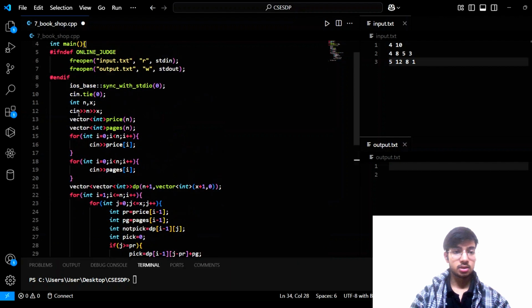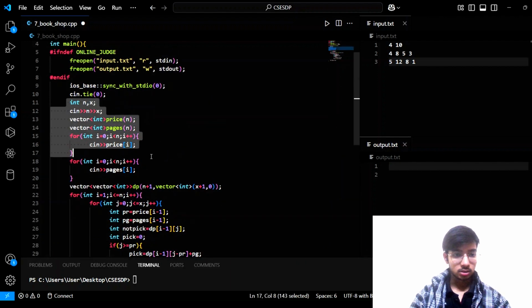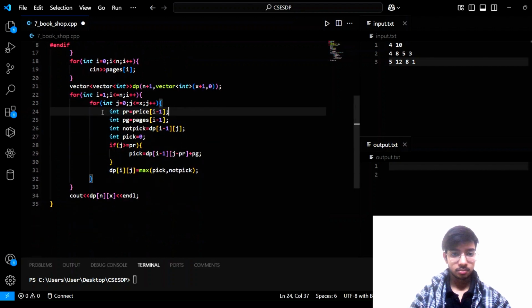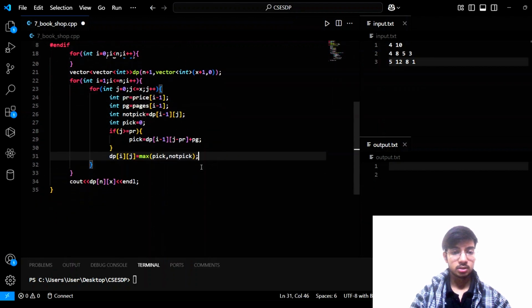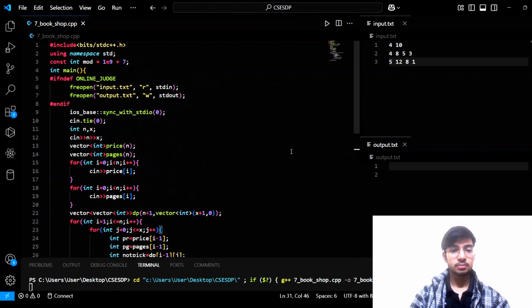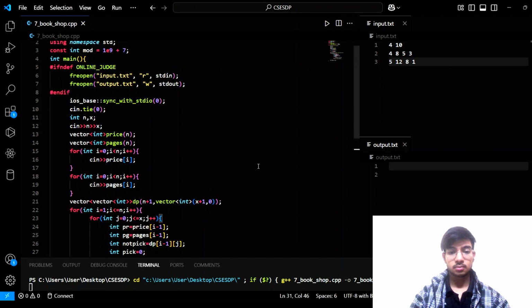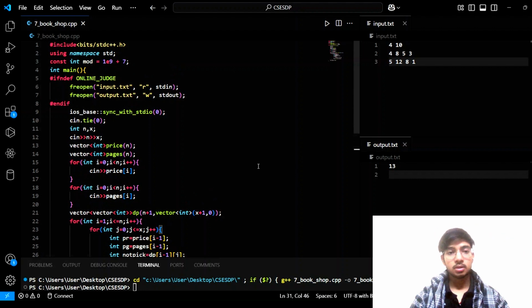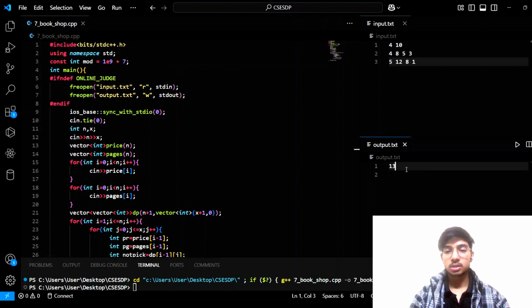Let's check it once if there is any type of mistake or not. Yes, it's correct. Perfect. Yes, it looks perfect. So let's try to run it. Yes. So the maximum number of pages is 13.